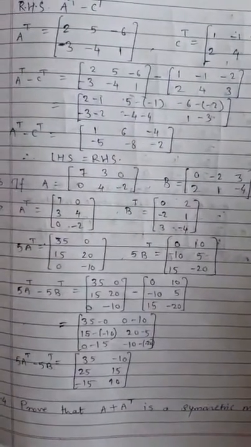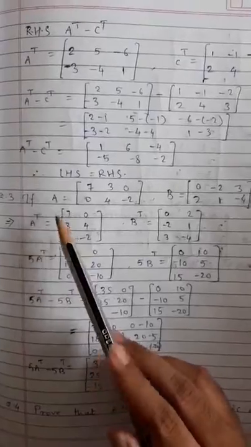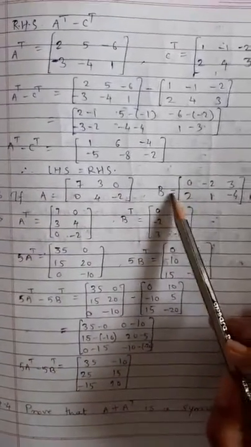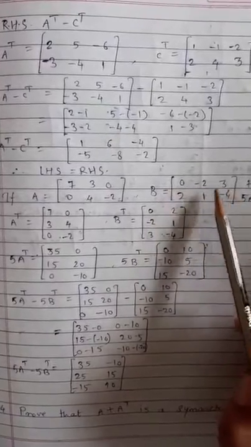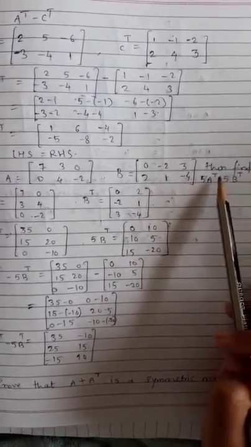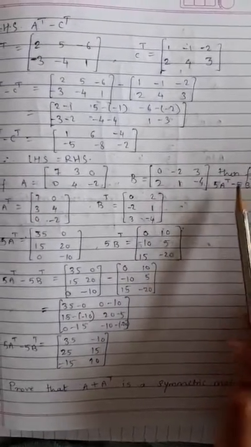So LHS matrix and RHS matrix both are equal, therefore LHS is equal to RHS. Next question: if A is the matrix [7 3 0; 0 4 -2], B matrix is [0 -2 3; 2 1 -4]. What is the question? Then find 5A transpose minus 5B transpose.